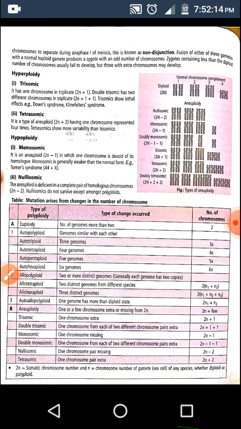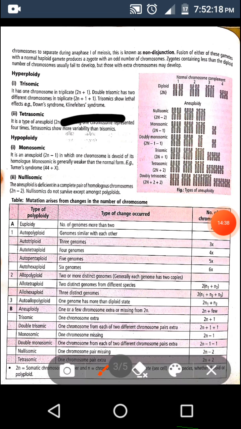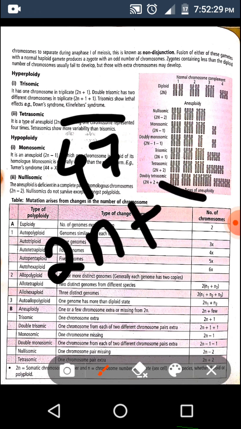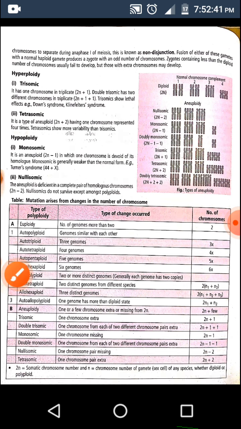Another syndrome is Klinefelter syndrome. In Klinefelter syndrome, we mainly see 47 chromosomes, the diploid set of chromosomes plus the addition of a sex chromosome. So it is also an addition of one extra chromosome to the set of chromosomes, called trisomy.